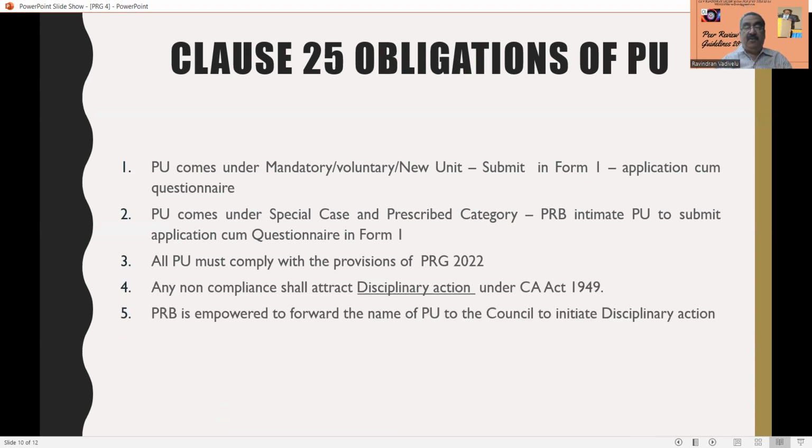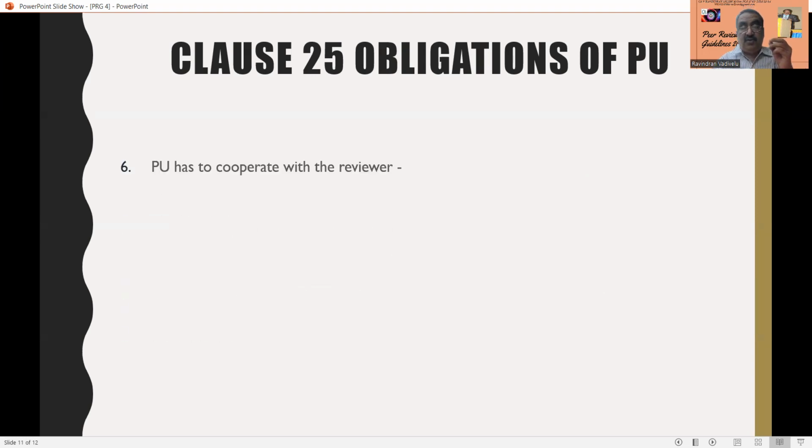Then the peer review board is empowered to forward the name of the practice unit to the council to initiate the disciplinary action. But the peer review board has to give the reasons why they have referred all the details to the council to take the disciplinary action. So it's a very, very important thing. If any firm is subject to peer review, they have to follow the entire details that are required to be submitted as per the peer review guidelines of 2022.